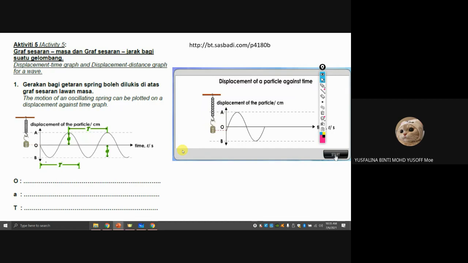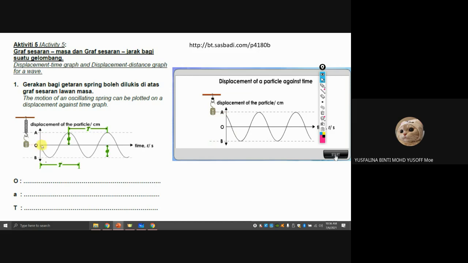The motion of an oscillating spring can be plotted on a graph. If you see the video, O is at the equilibrium position, right? So it is at the equilibrium position O, and then you will drag to B. When you drag to B, you can see in the graph that O to B is the amplitude, so it's the maximum displacement. If you pull the slotted weight from O to B, this is the graph here.